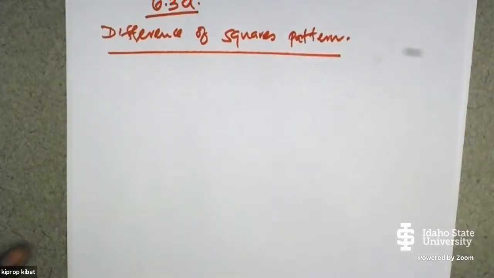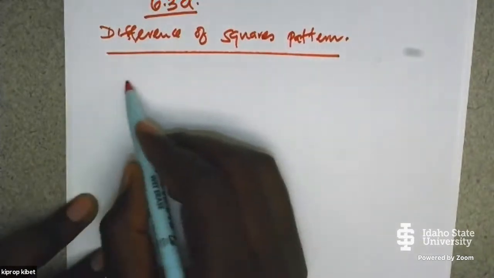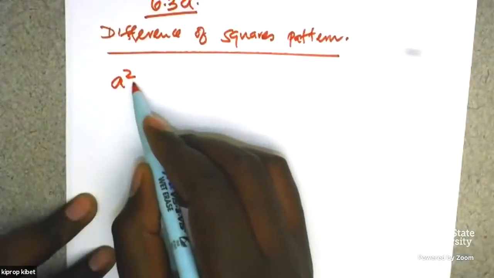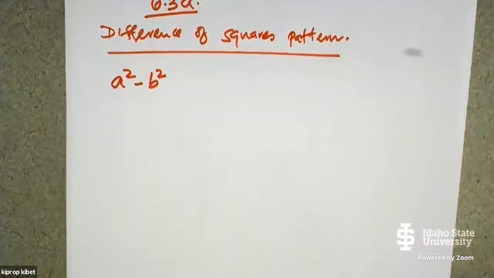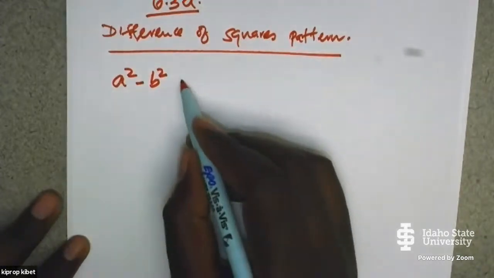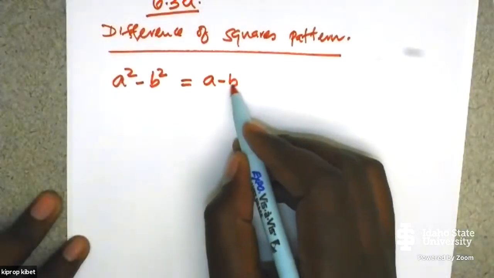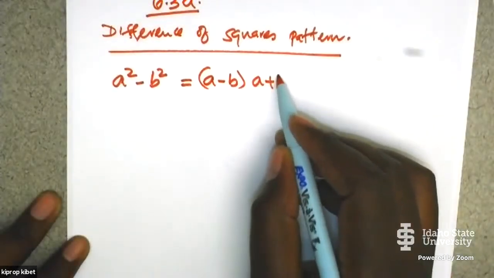Now, if we are given a squared minus b squared, do you still remember this from mathematics? What was this? These are the difference of squares, right? It is a difference of squares. So it is similar to a minus b, a plus what?